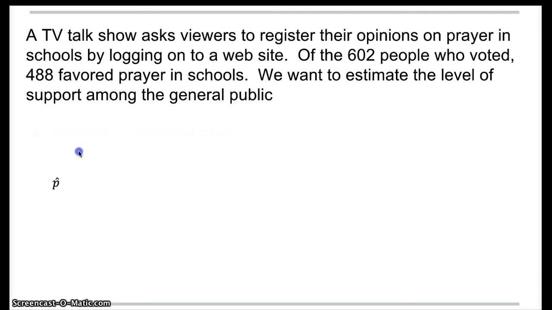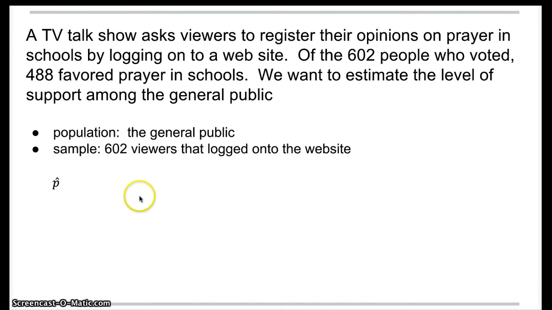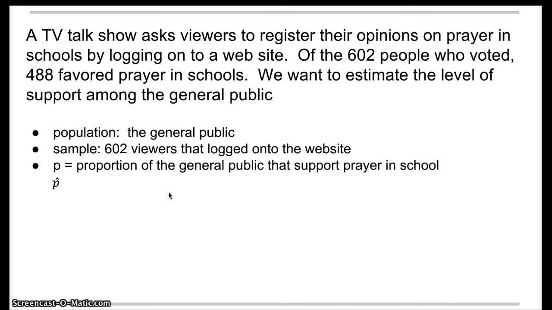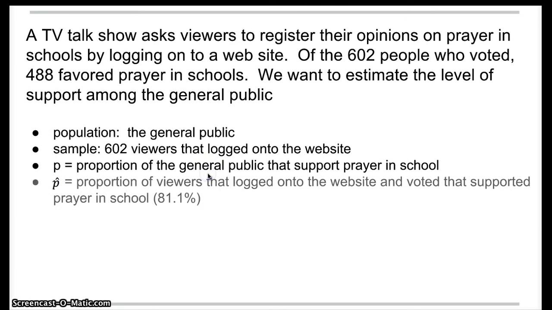Okay. All right, so the population is the general public. The sample is the 602 viewers that actually logged on to the website. The p is the proportion of the general public that support prayer in school. So not out of the 602 viewers, but out of the whole general public. The p hat is the proportion of viewers that logged onto the website and voted that supported prayer in school, which was 81.1%. And we found that by doing 488 divided by 602.